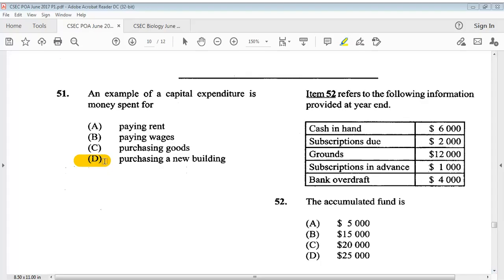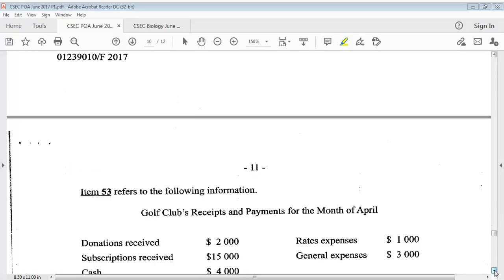Item 52 refers to the following information provided at year end. So we had cash in hand $6,000, subscriptions due $2,000, rates $12,000, subscriptions in advance $1,000, bank overdraft $4,000. The accumulated fund is... I think we had worked out this question already, so we know that the answer is B, $15,000. Go on to number 53.